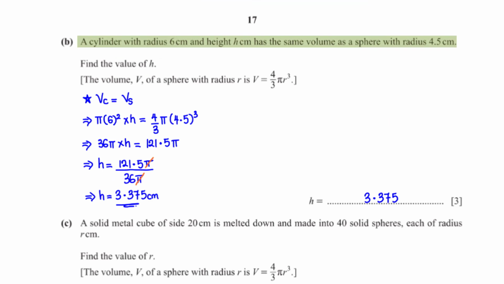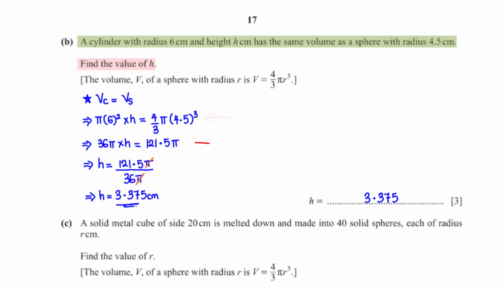A cylinder with radius 6 cm and height h cm has the same volume as a sphere with radius 4.5 cm. Find the value of h. Okay, so we know that the volume of the sphere and the volume of the cylinder are equal. The volume of a cylinder is pi r squared h and the volume of a sphere is 4/3 pi r cubed. The radius of the cylinder is 6 centimeters and the radius of the sphere is 4.5 centimeters.